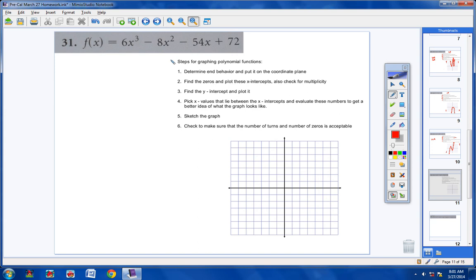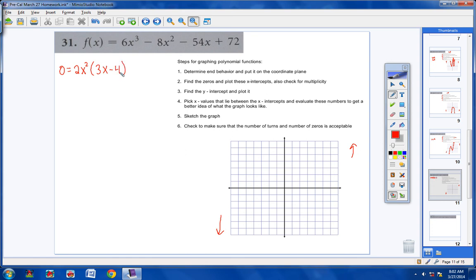Okay, here we go. Let's go ahead and find the end behavior. I have an odd degree and a positive lead coefficient, so that tells me I'm going to be going down to the left and up to the right. Step 2, we're going to find the 0, so we have to factor. So 0 equals, well, I can pull out a 2 and an x squared, okay? And if I do that correctly, I'm left with 3x minus 4.